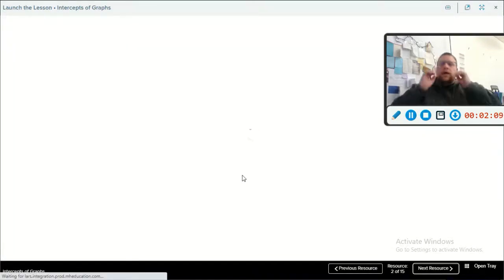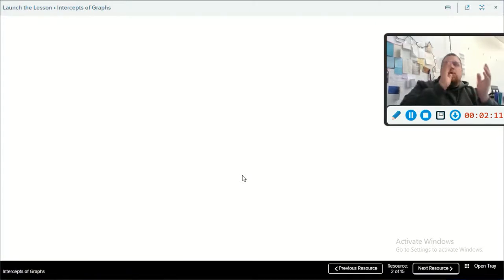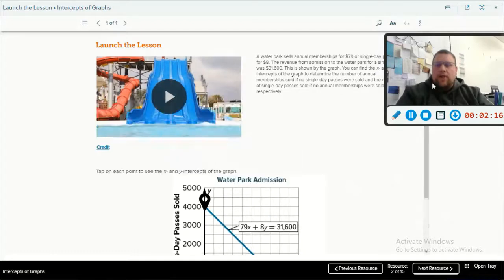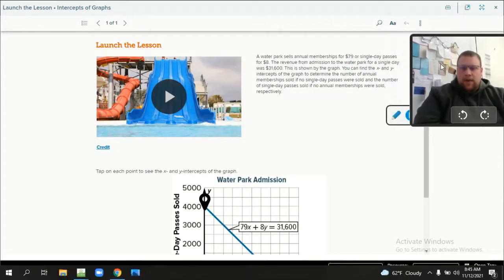Today we're talking about intercepts of graph. It's that point where it crosses the X and the Y axis, and more specifically what that means to us. Let me move myself out of the way.